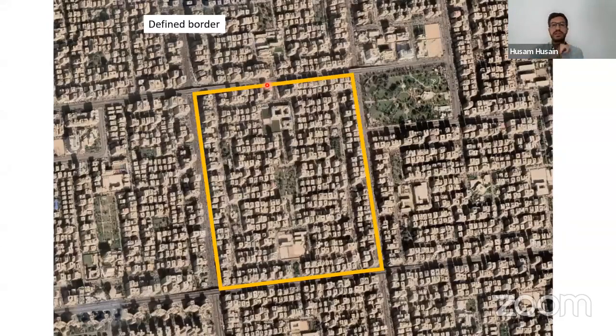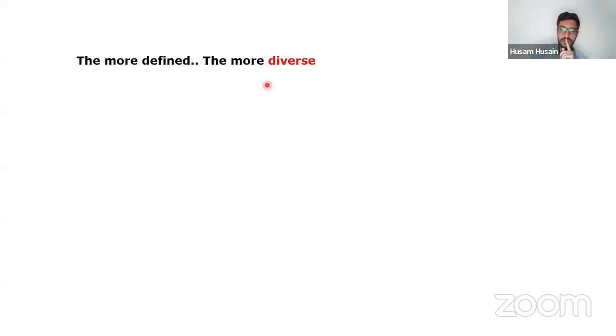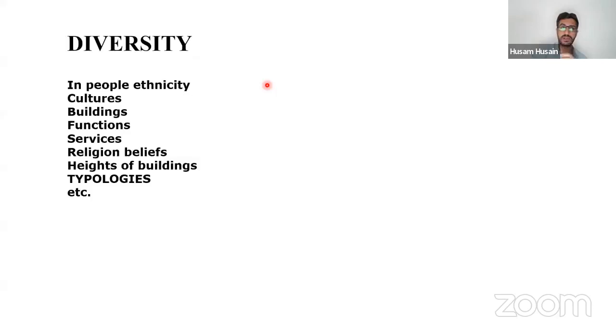Another concept is diversity, which is directly related to the density. The more defined the border, the more diversity we will have. Yeah, so the more defined, the more diverse. Diversity could be in people's ethnicity, it could be in the culture, it could be related to buildings, typologies or morphologies, it could be related to functions, services or religion of people, or the height of buildings or typologies or anything.